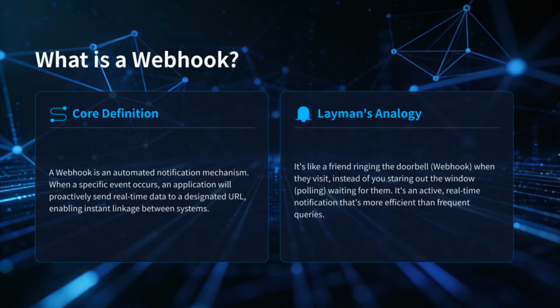Introduction to webhooks. Now, let's move to webhooks, the tool that makes your automations real-time. What's a webhook, in simple terms? It's an automated real-time notification for apps. Let's use a relatable analogy. Imagine you're waiting for a friend to visit. You could stare out the window every 2 minutes to check if they're here. This method is called polling, and it's slow and inefficient. Instead, your friend could ring your doorbell when they arrive. That's a webhook. It's an active alert that tells your app, something just happened, here's the data. This way, your app doesn't have to check repeatedly.